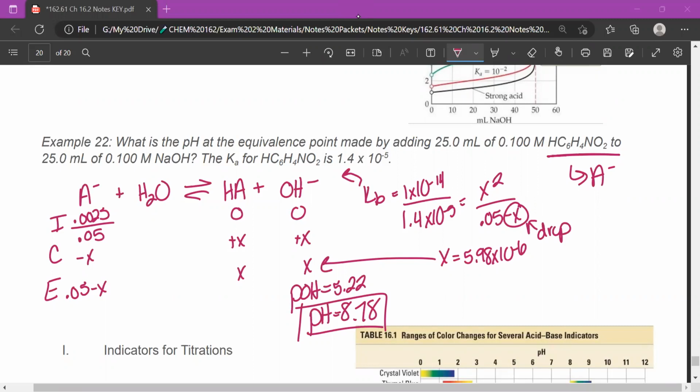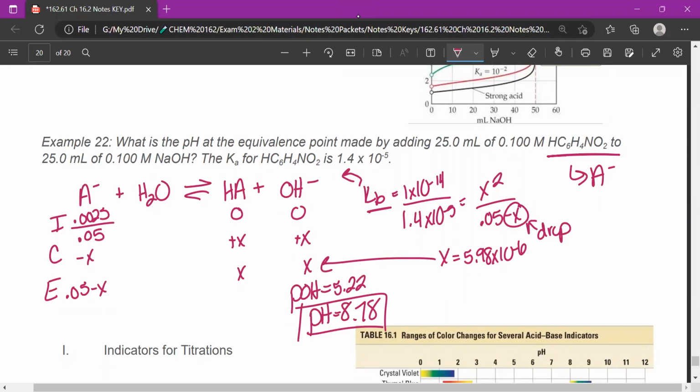Now, I did use Kb because this is a Kb equation, right? A minus is a conjugate base, acts like a base, you need a Kb. So I did 1 times 10 to the negative 14th over 1.4 times 10 to the negative 5th. Drop my x as per usual. X is 5.98 times 10 to the negative 6. Plug that in, find pOH to find the pH.